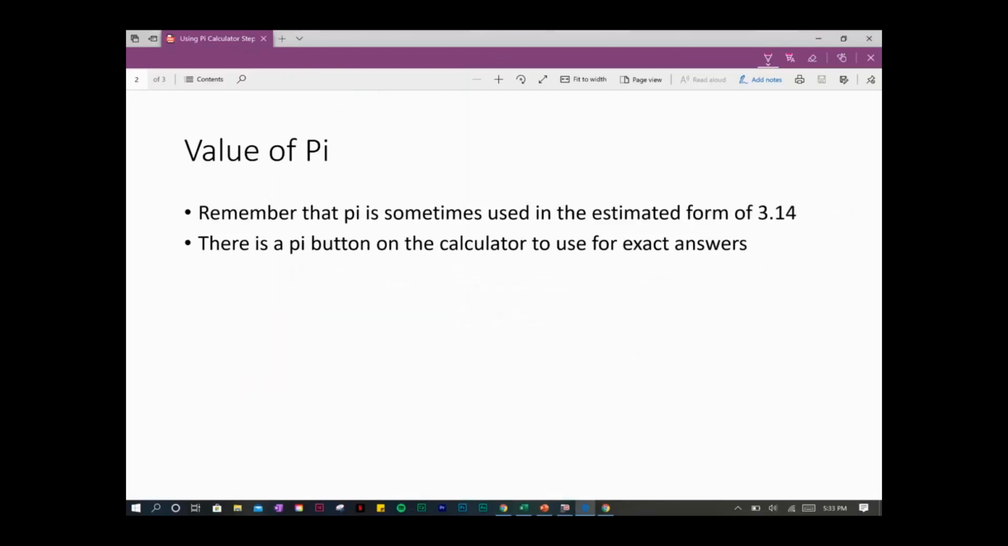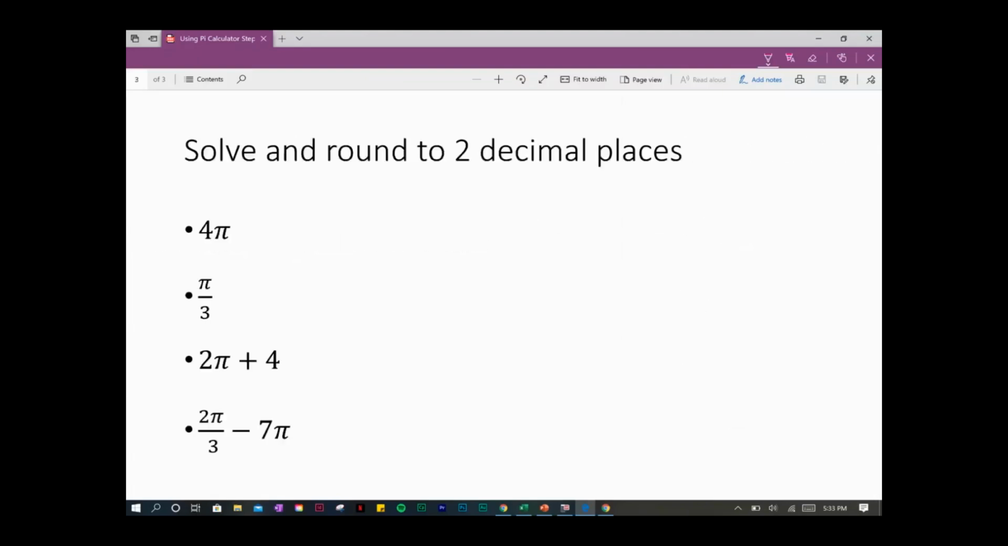But we're going to go over how to use the pi button on the calculator to get an exact answer instead of using the estimation of 3.14 for pi. So we're going to solve and we're going to round to 2 decimal places. The first problem we have here is 4 pi.